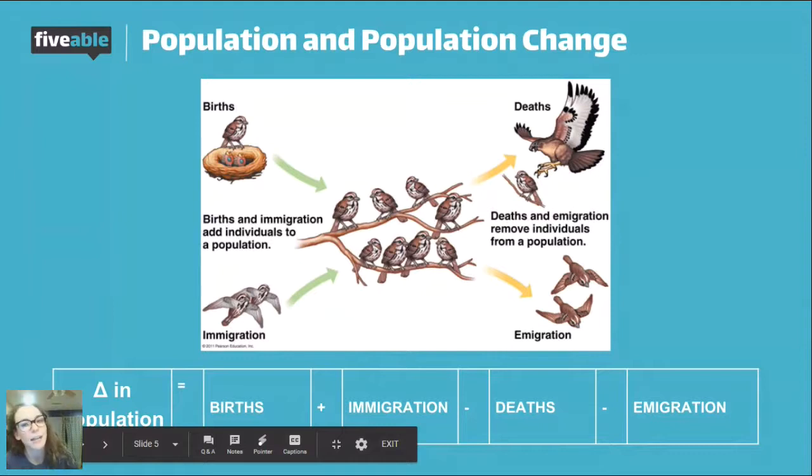Well, how can you tell immigration and emigration apart? Immigration is adding numbers into a population. So I think it begins with an I for in, things are coming in. Emigration begins with an E for exit, because things are exiting the population.